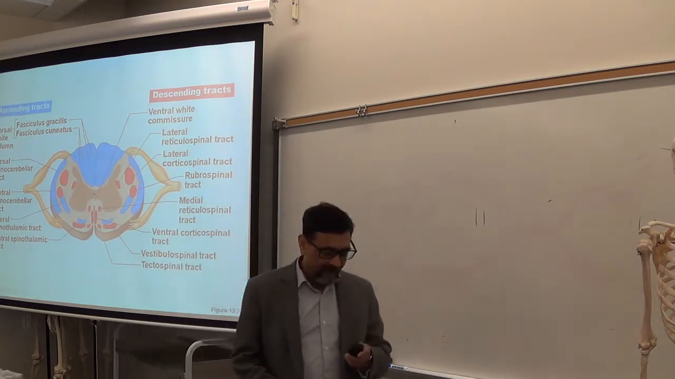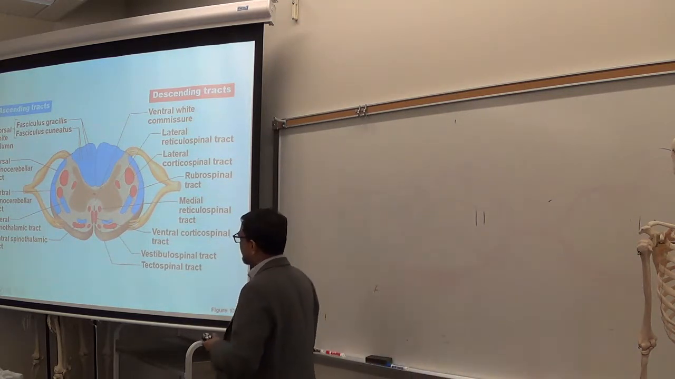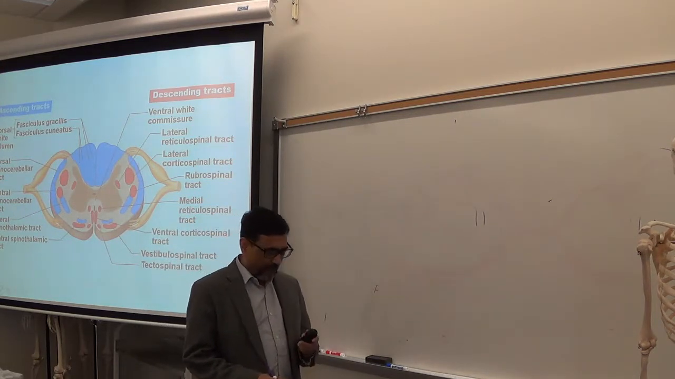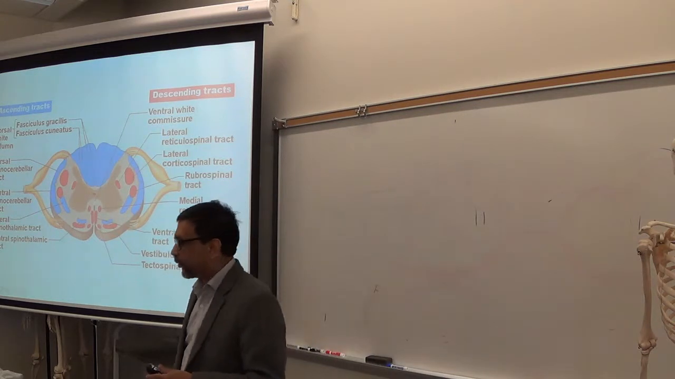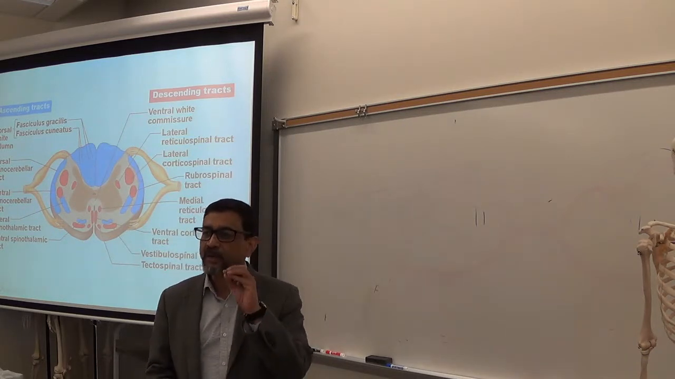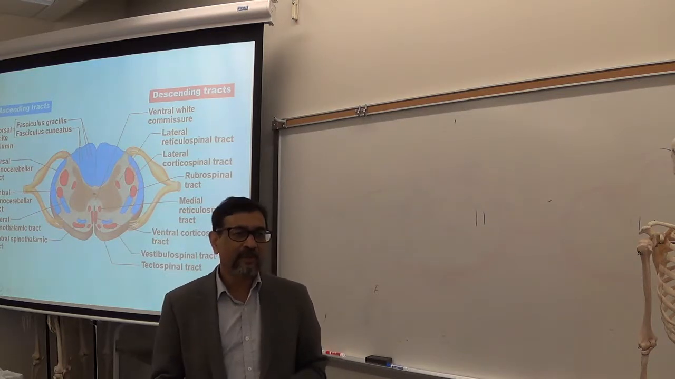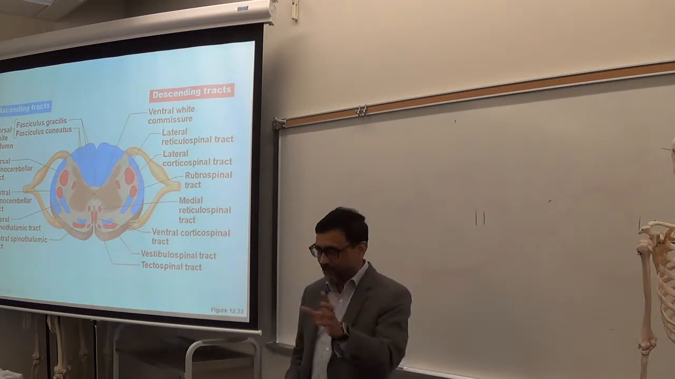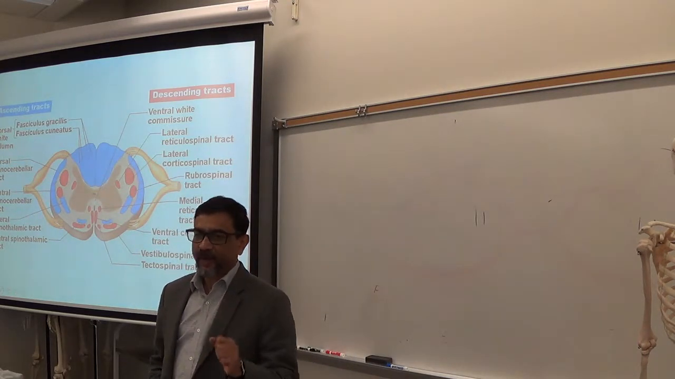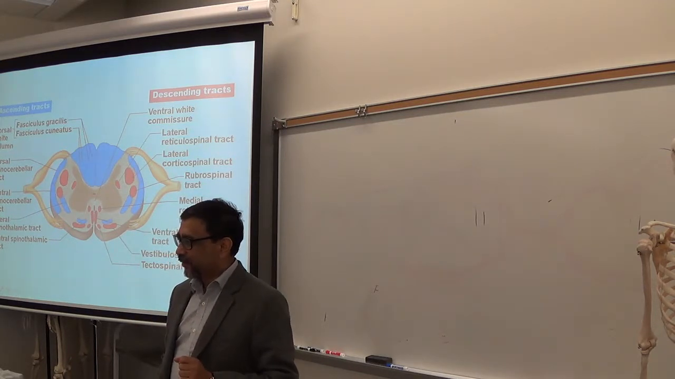So anyway, two types of tracts. Blue tracts here are ascending tracts, that means sensory. And red tracts are motor, descending. If you remember one thing, it would probably be helpful. Most of the sensory tracts start with what? Spinal. So if you hear spinothalamic, spinocerebellar, right? Those are sensory.